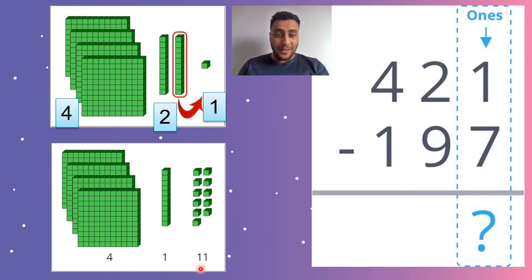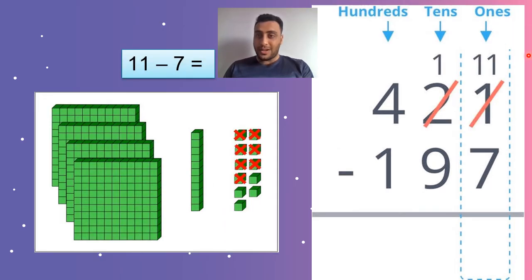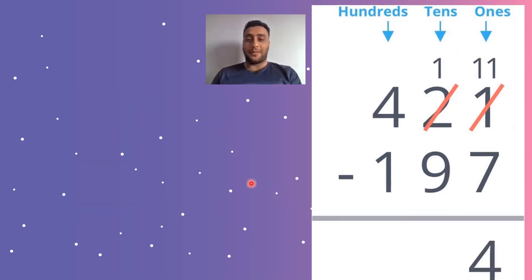So together we have 11. But remember, we don't have 2 tens anymore. We have only 1 ten. So now this number becomes 11. Now 11 minus 7. How many do we have now? We have only 4 left.